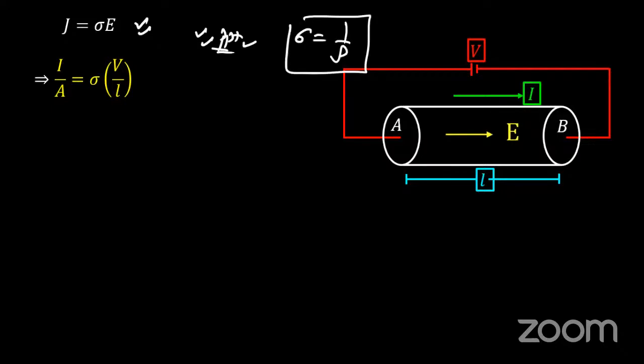And E is the electric field. So this is the only single equation in this whole chapter which gives you the relation between the current density and electric field. This is the equation which gives a relation between current density and electric field.